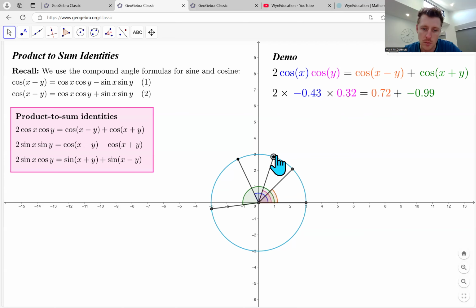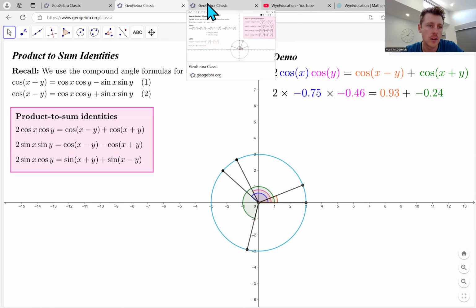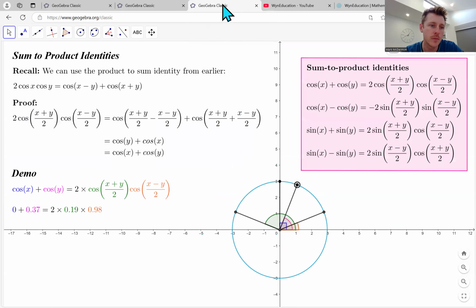So yeah, I think that's a pretty interesting result, and that's sort of just a demonstration of what's going on there. So pretty cool looking diagram as well, I think. Okay, so that's the product to sum identities. That's how we convert from a product to a sum. Let's look going the other way.